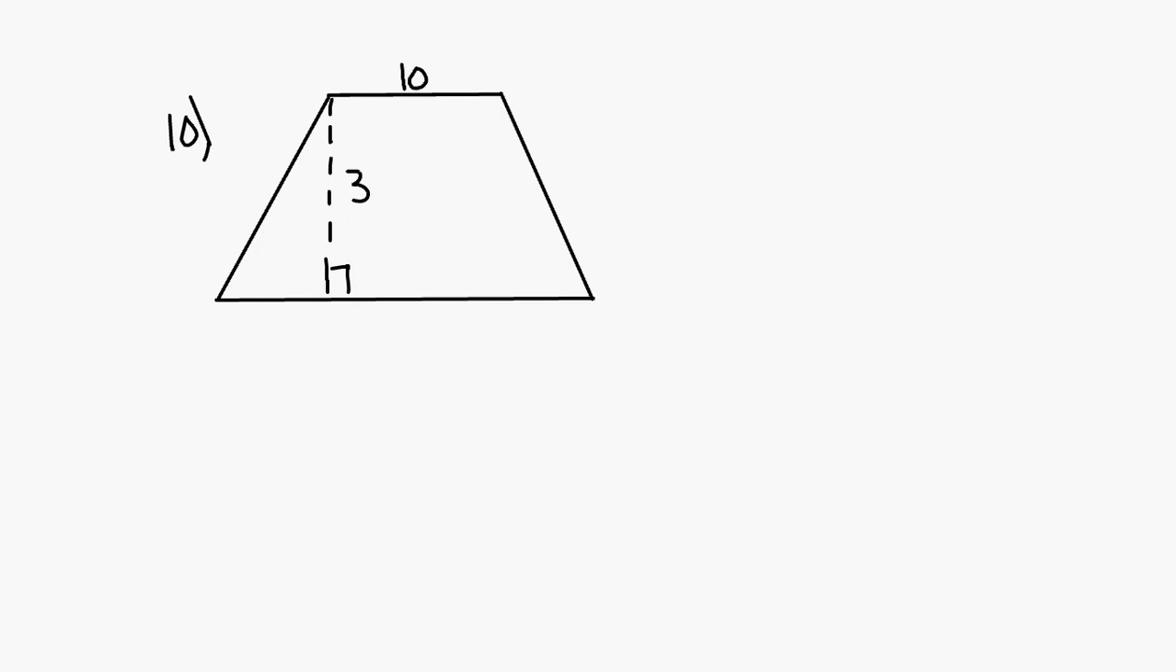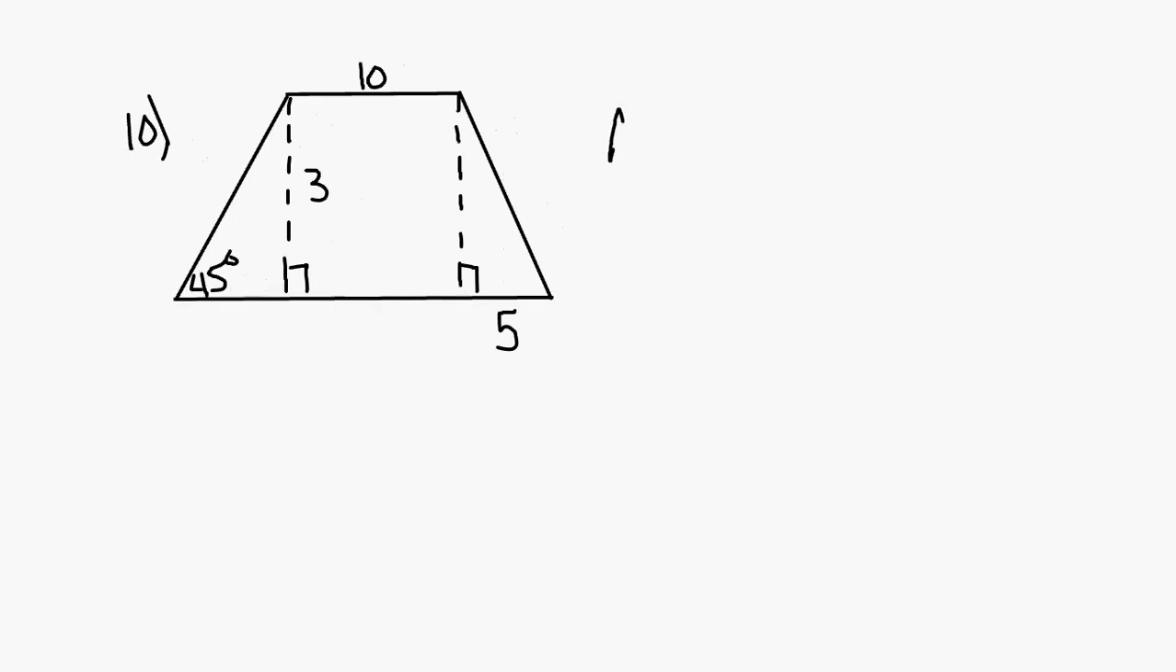This is 45 degrees. And this piece over here is 5. You're asked to find the area. Area of a trapezoid. Area of a trapezoid is equal to 0.5 times the height times base 1 plus base 2.